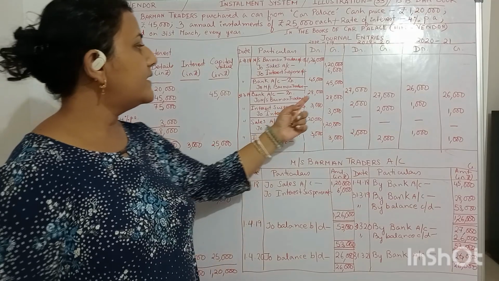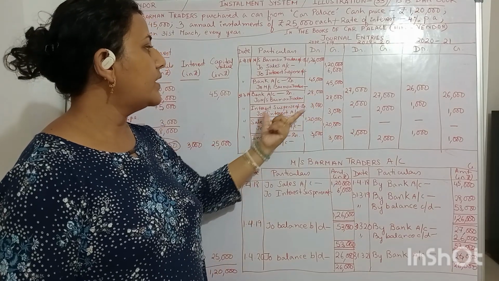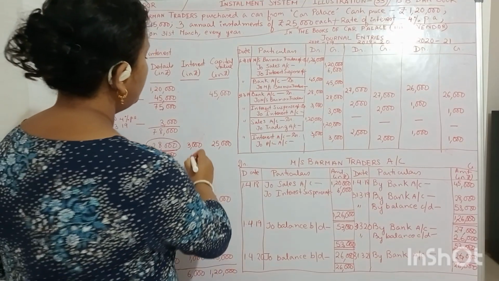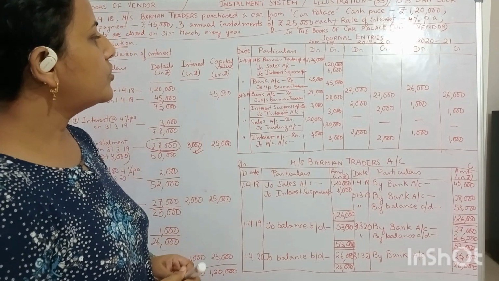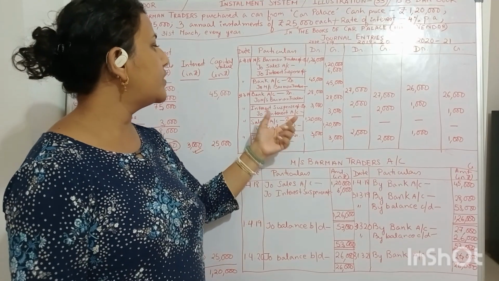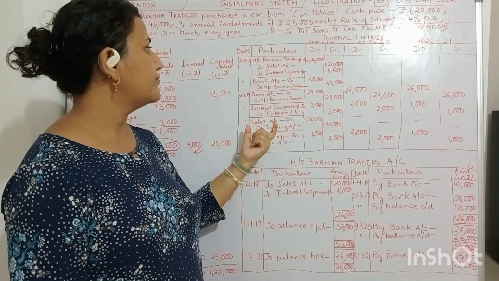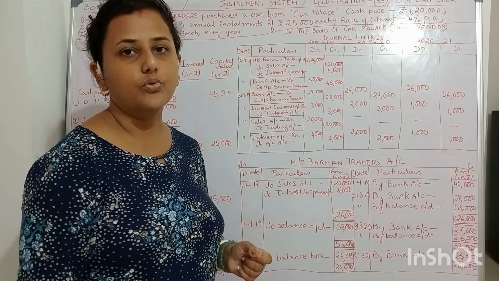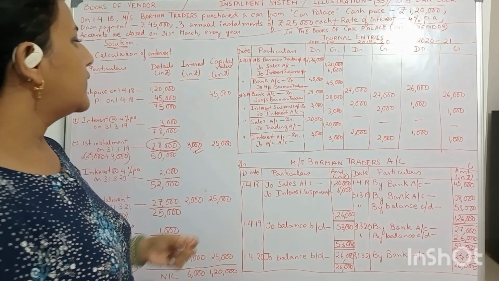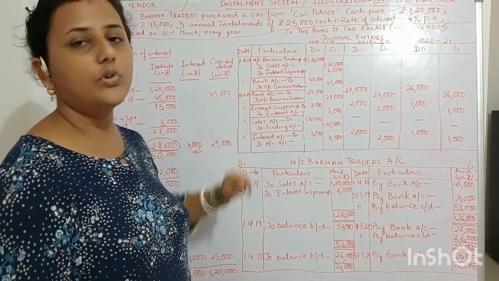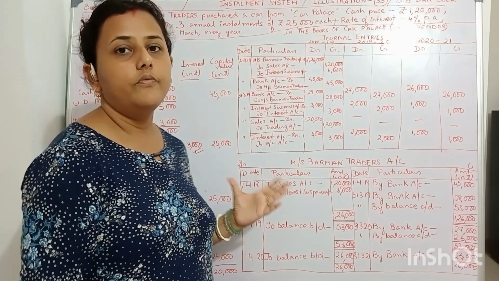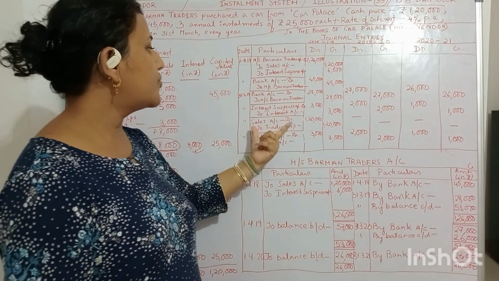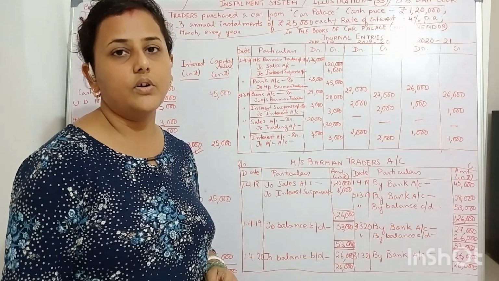Then for the first year, the amount of interest was rupees 3,000. So this interest will be transferred to interest suspense account. So interest suspense account will be debited to interest account. This is a gain for the vendor, so it is credited and it is transferred to interest suspense account.